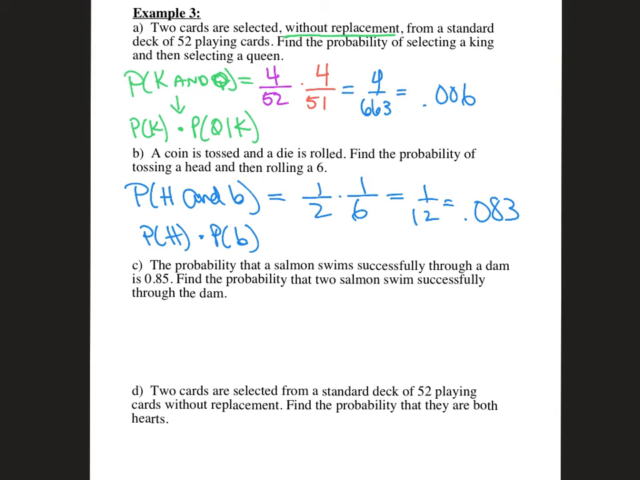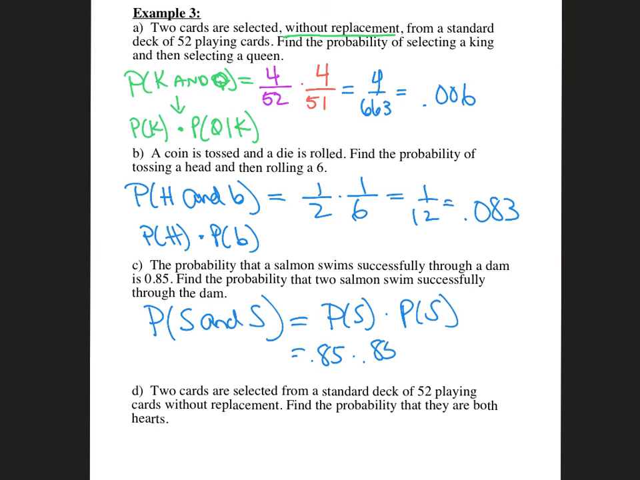Probability that a salmon swims successfully through a dam is 0.85. Find the probability that 2 salmon swim successfully through the dam. Okay, so probability of successful salmon and successful salmon. These guys are independent. It doesn't matter, if salmon A makes it through, it's not going to affect salmon B, salmon C, or salmon D. They're all independent, all working on their own. They're not helping each other out. It's just survival of the fittest there. So it's really just going to be probability of a successful salmon times the probability of successful salmon. So that's 0.85 times 0.85, which is 0.7225.